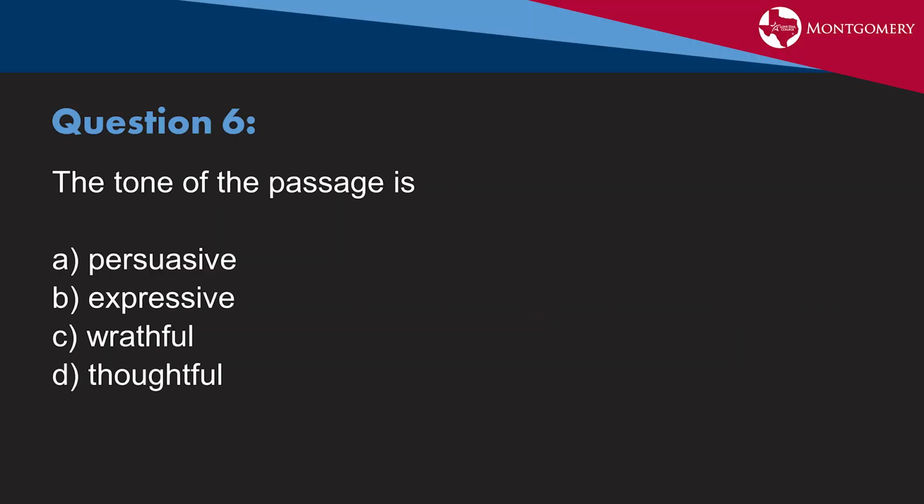If you're going through and crossing these off, you should have been able to cross off the first three because it's not a persuasive passage. It's not using figurative language to express or vividly describe anything. It's not writing in an angry manner. It's just more thoughtful and insightful. So D is our correct answer.